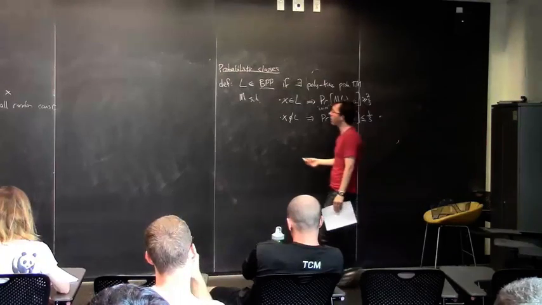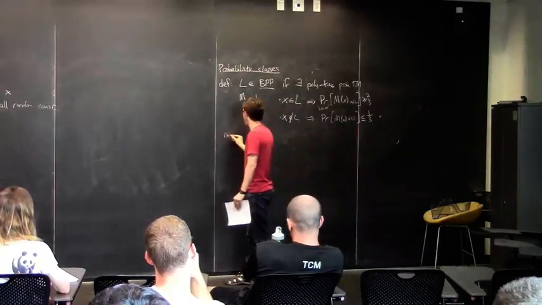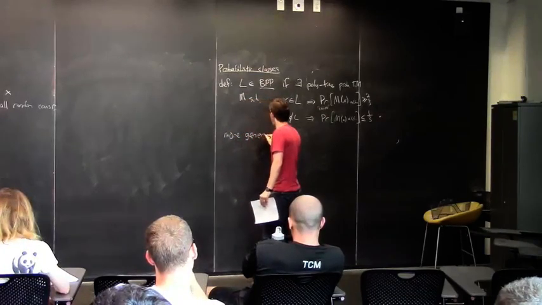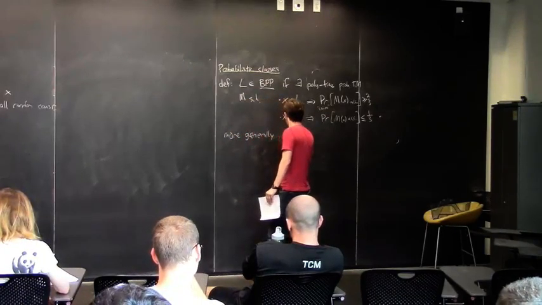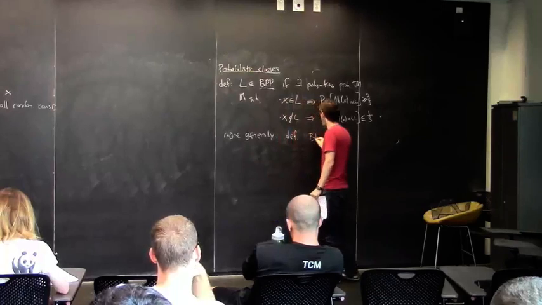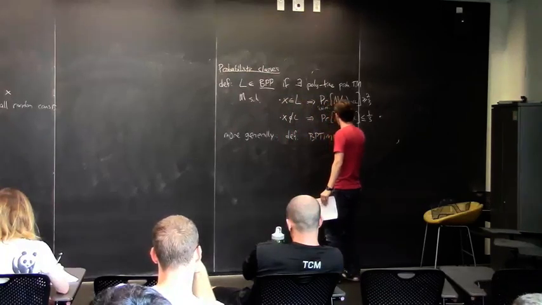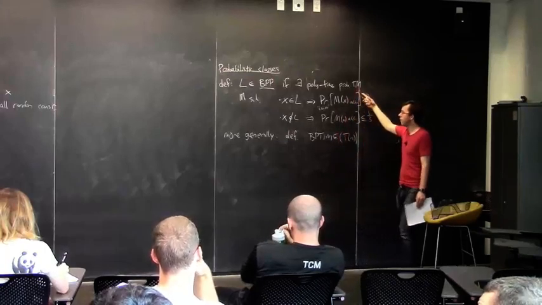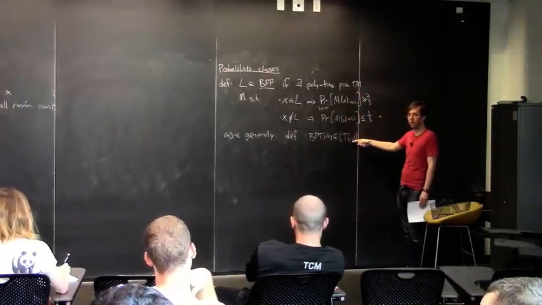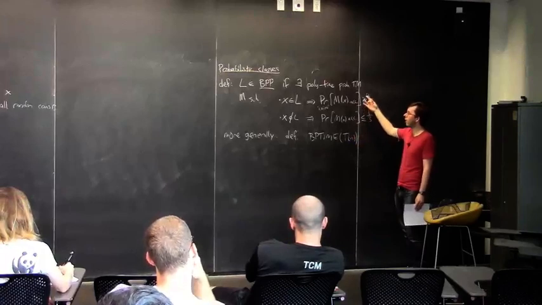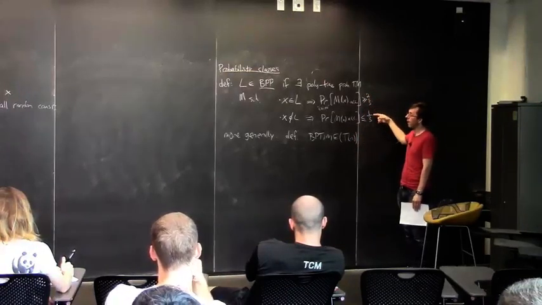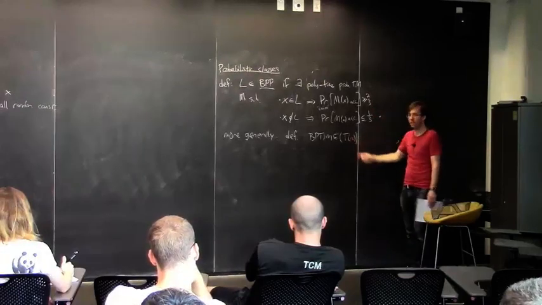Okay, and more generally, you can define, I won't write it very carefully, BP time of T of n. So this is the version where the running time is polynomial, but for any fixed time bound, you can define BP time, this class of languages, things that can be decided with error at most 1/3 and time T of n.